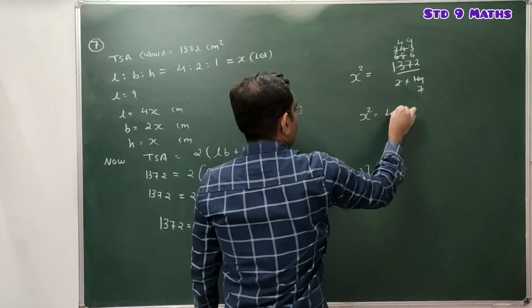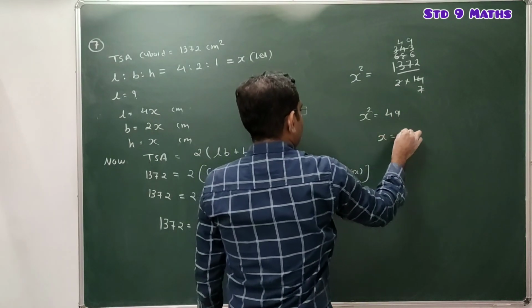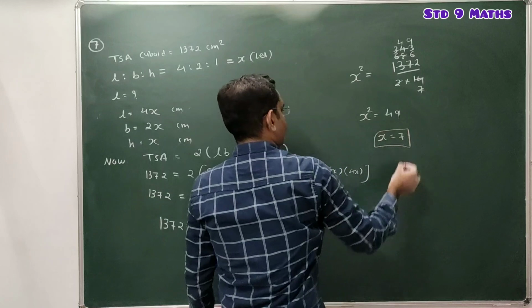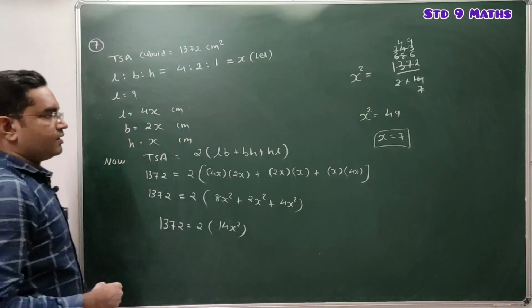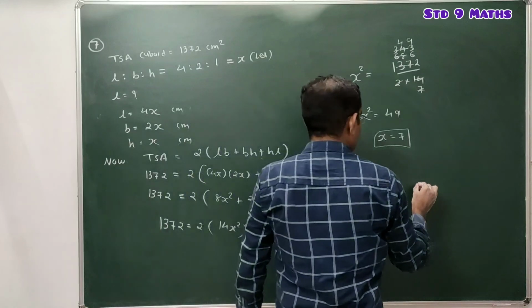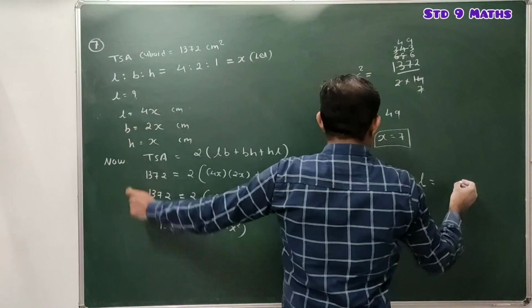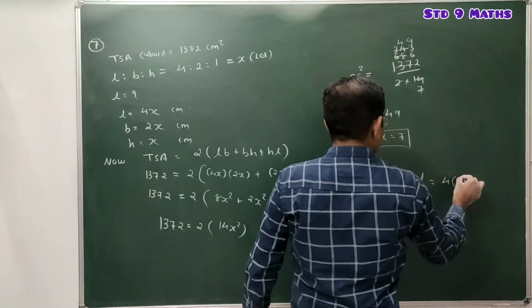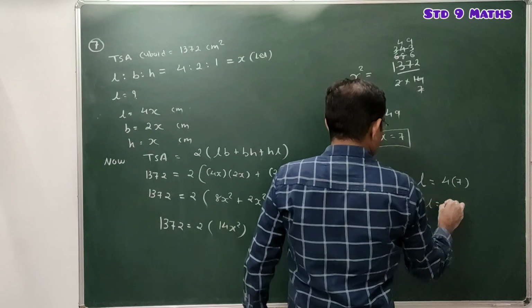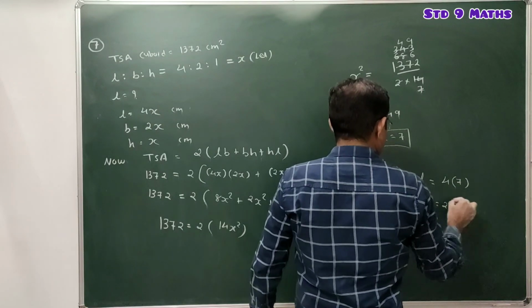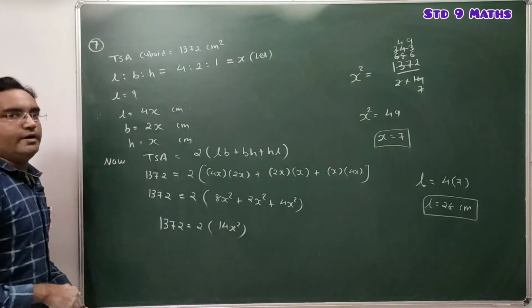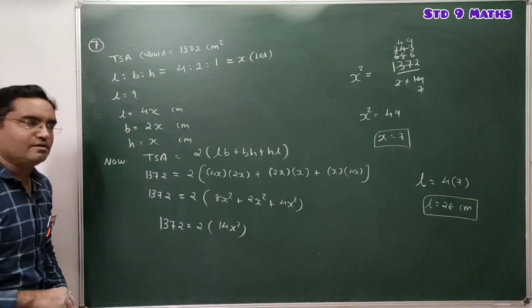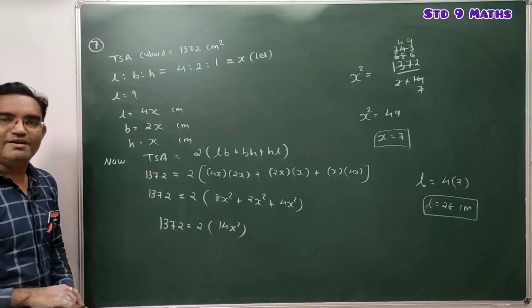So x square equals 49 and hence x equals 7. Not plus or minus 7, only plus 7 because this is the length. So x equals 7, put in this value of L, L is 4x, 4 into 7. So L equals 28 centimeter is the length of this given cuboid. Clear, students? Pause this video and note it down.